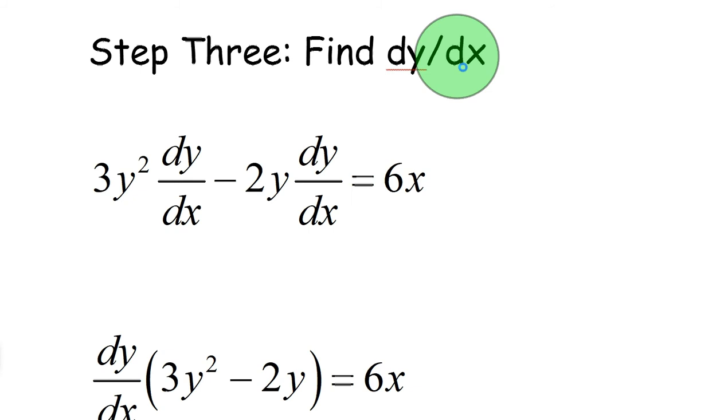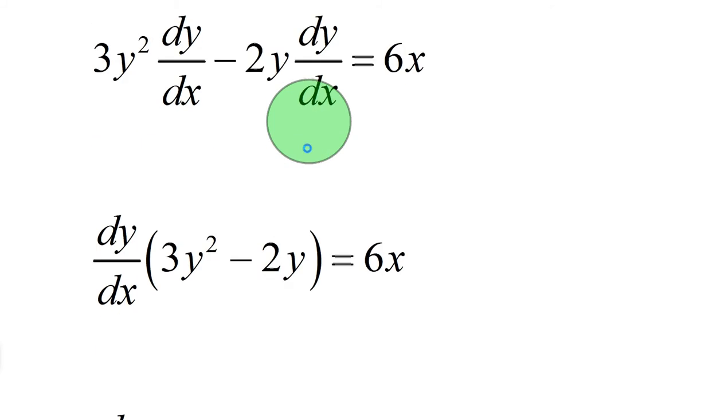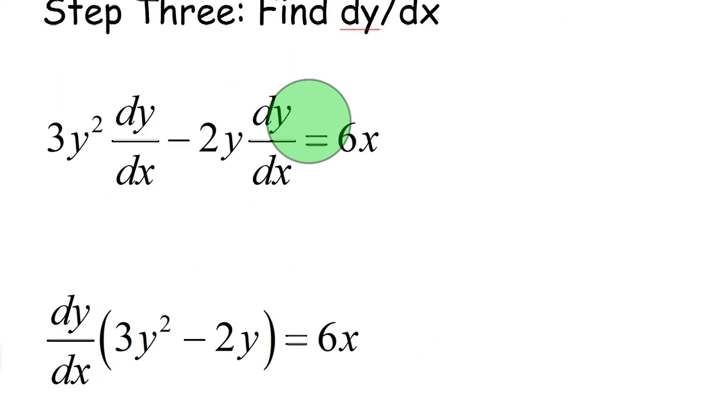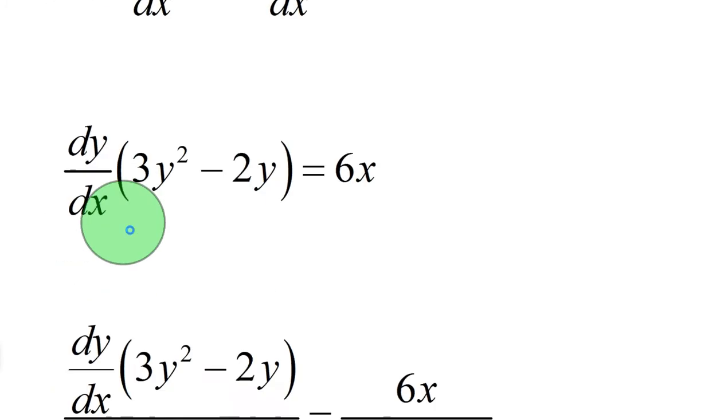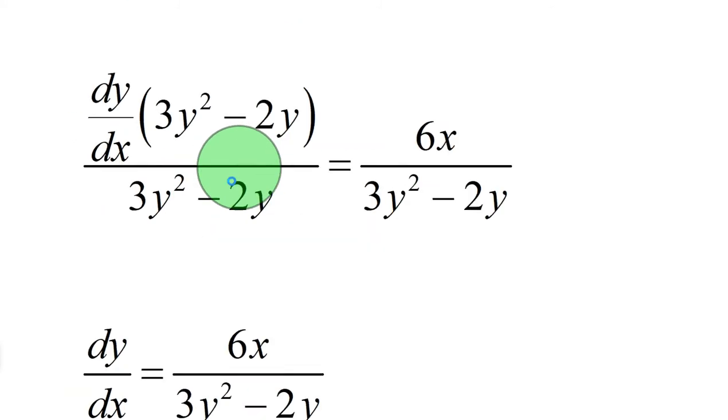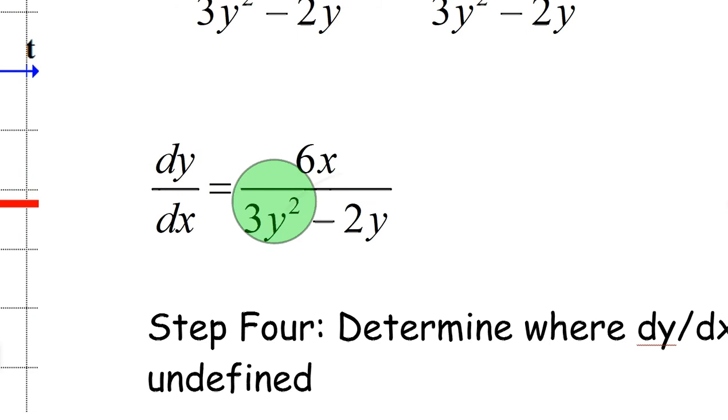Now we do have to get dy/dx by itself when it's a vertical tangent, and that's because we want to figure out where it is undefined, and it has to be by itself. So again, you have to find dy/dx for step 3 when you're solving for a vertical tangent. So that means you're going to pull out a dy/dx. We're used to doing that already. And then we're going to divide both sides by whatever's left over. And we get dy/dx equals 6x over 3y squared minus 2y.